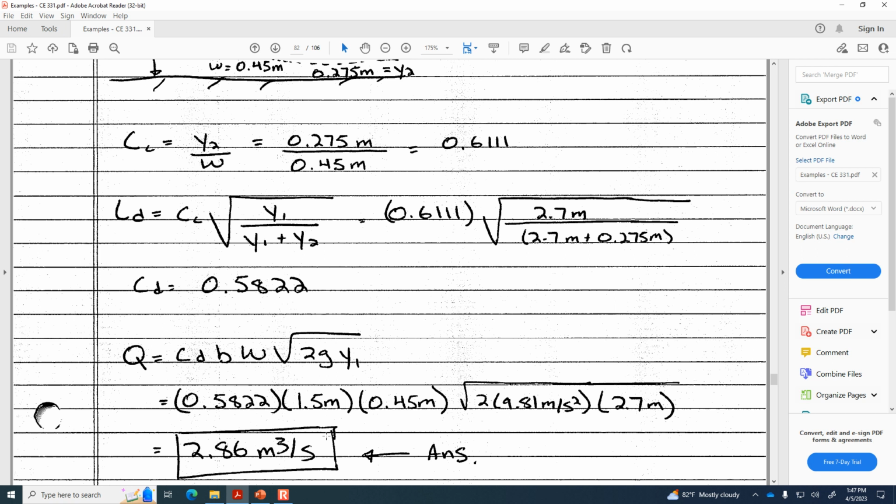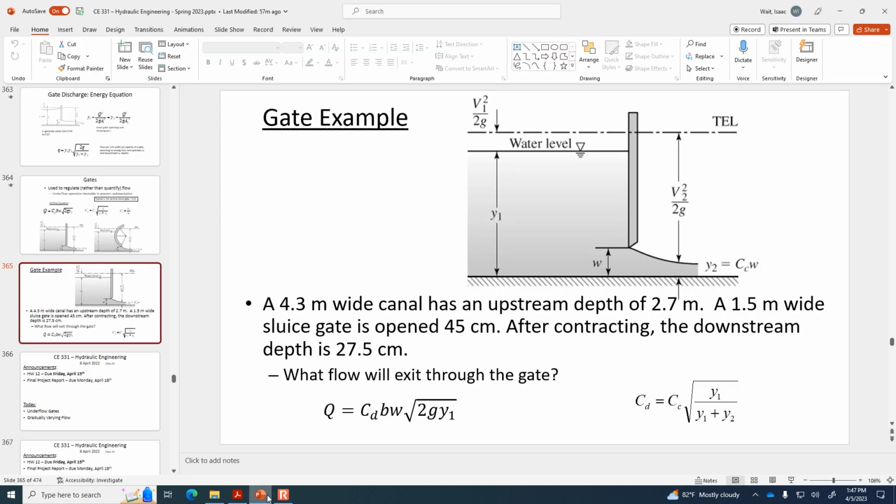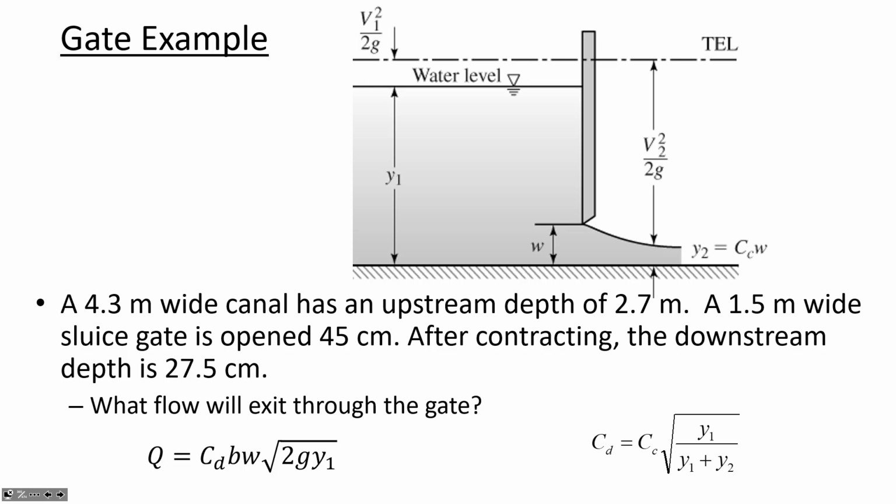So think about what are some of the unknowns that you could face in a problem like this. If I gave you the flow rate, I could ask you to find out what is the upstream depth that would be required to achieve a certain flow rate. And that would be tricky because Y1, the upstream depth, would not only be here under the square root of 2g Y1, but there's also a Y1 term that comes into play in the discharge coefficient.